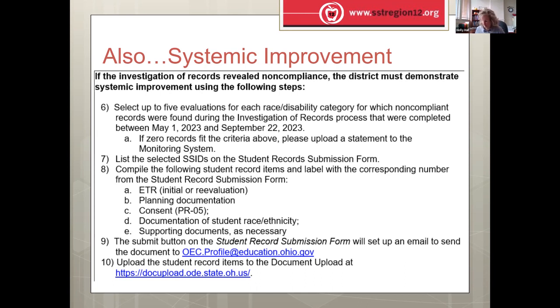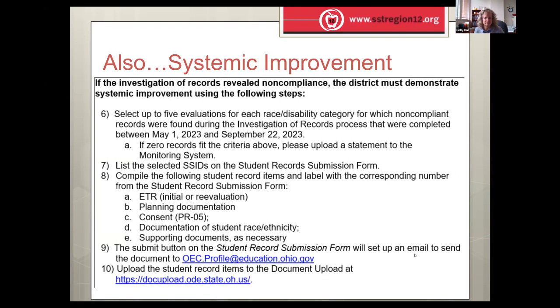And then using the submit button on the student record submission form, we'll set up an email to send the document to this particular link for the profile. And then it clarifies that you're going to upload documents, the student records, to the secure upload site. So that's one aspect that makes this indicator a little bit different.